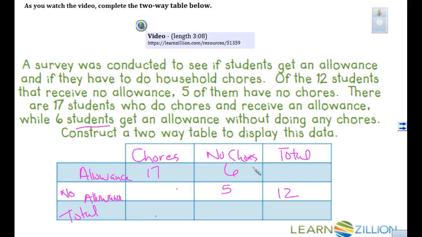Which one do you want to fill in first, Rick? No allowance. How much? 7. 12 minus 5, right? 7. Sam, next one. Samantha, what are you going to look at? The total. Total of where? Oh wait, actually the total for no chores. Total no chores, which is 11. 11. Ryan, what else? The total amount of people who had chores. Okay, that is 24. 24. So next, which one, Tanya?